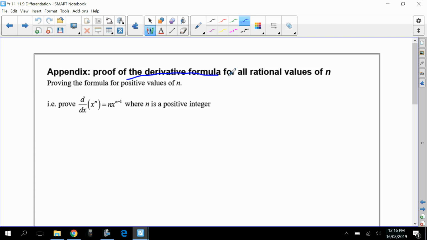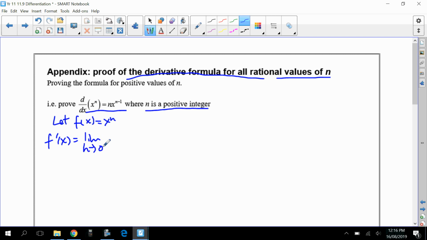Proof of the derivative formula for all rational values of n. So we first proved at the beginning by first principle. To prove this formula, you have to let f of x equal to x power n. Now remember, n is a positive integer, so that means if you want to find the derivative, you take the limit as h approaches 0, x plus h power n minus x power n, something like that.